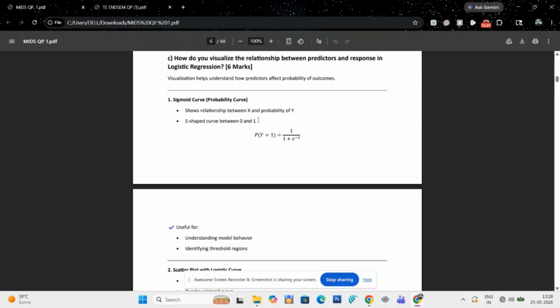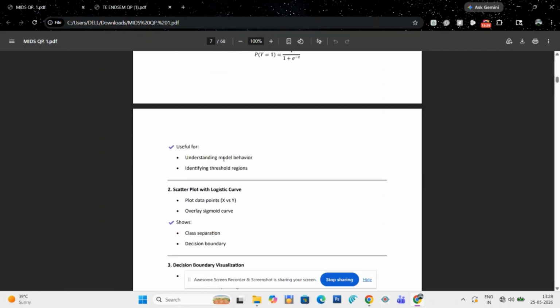In the previous question we saw the difference between logistic regression and linear regression. Logistic regression uses the S-shaped curve, so that's why we use the S-shaped curve here, between 0 and 1. This is the formula of the sigmoid curve, and using that we get the probability. It is used for understanding model behavior and identifying threshold regions.